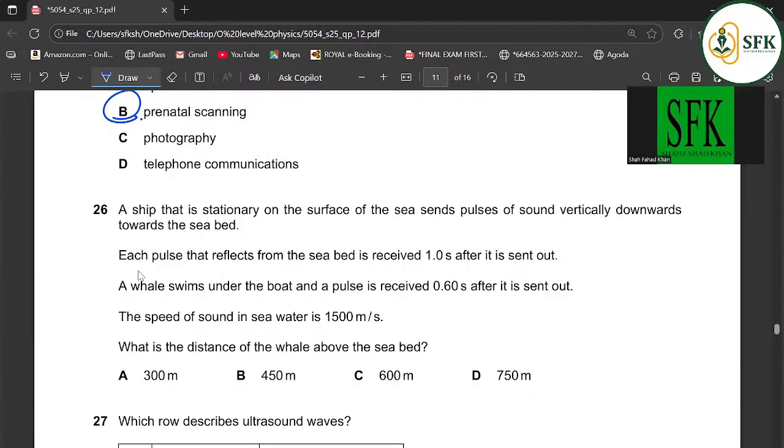Seabed, okay? Seabed means the ground inside the sea. For example, this is where the whale is present. It's a big whale.